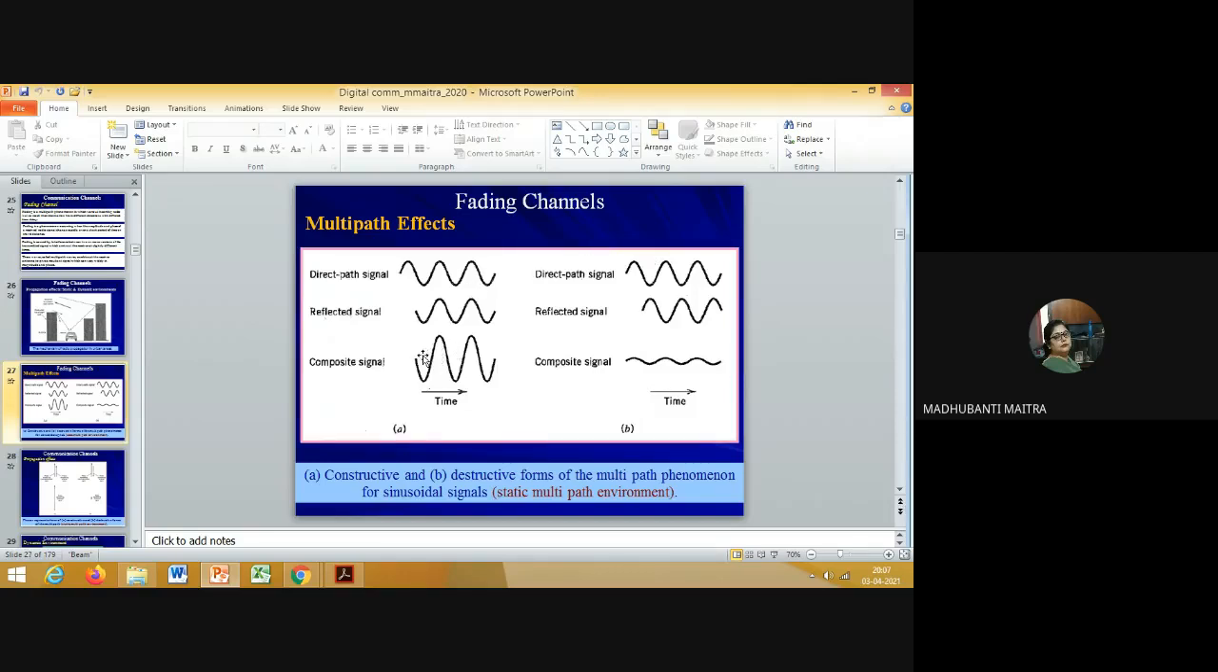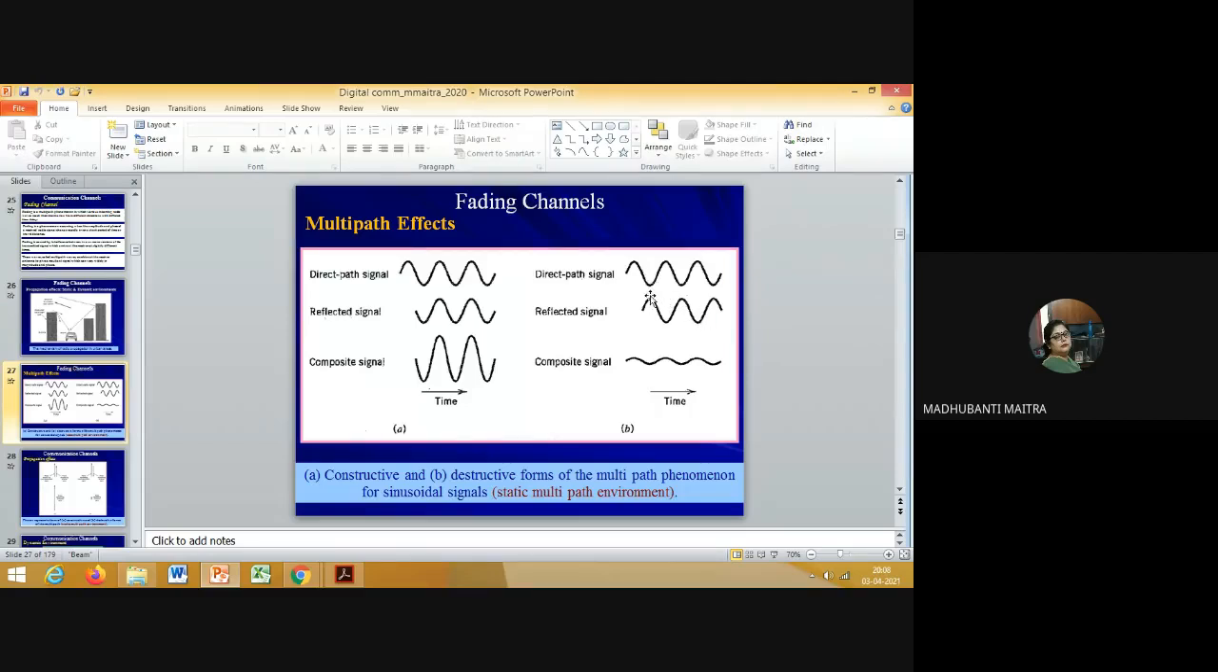See, this is the direct path signal, this is the reflected path signal. At certain points, these two signals, the direct path signal and the reflected path signal, are in phase. So they will add, and the composite signal will have a larger amplitude, and the signal strength received by the receiver will be very, very strong. SNR will be very, very high. But at certain points, what can happen? Suppose this is the direct path signal, and this is the reflected signal.